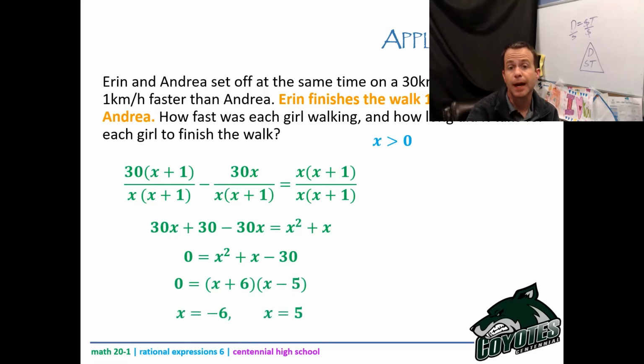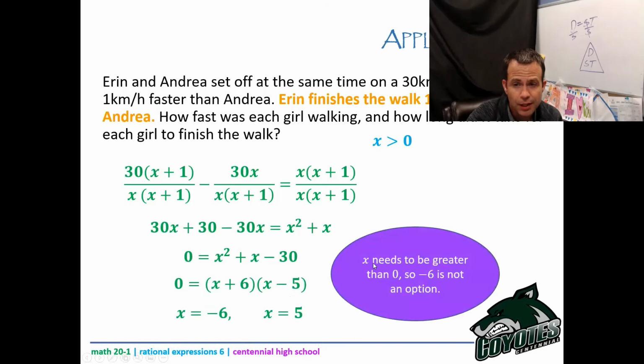Okay, now think back to our conversation around the context of the question. X has to be greater than 0. So x needs to be greater than 0, so negative 6 is not an option. Okay, so really, I'm only looking at x equals 5.